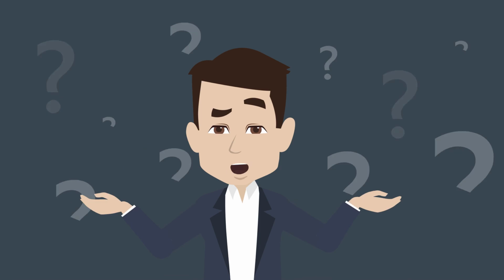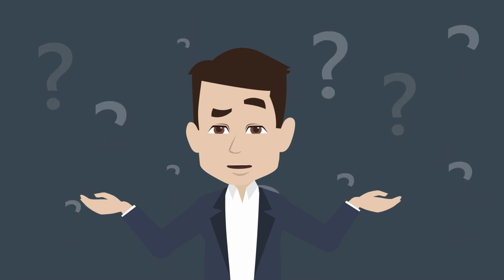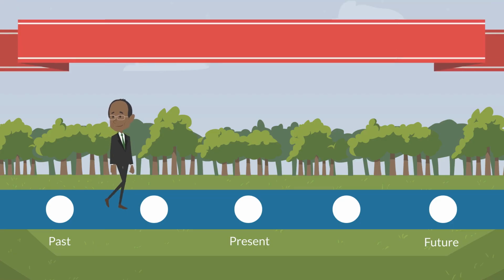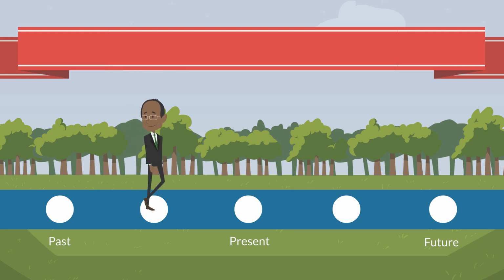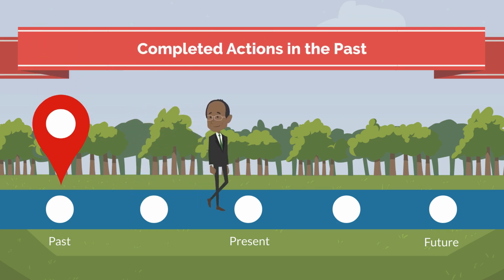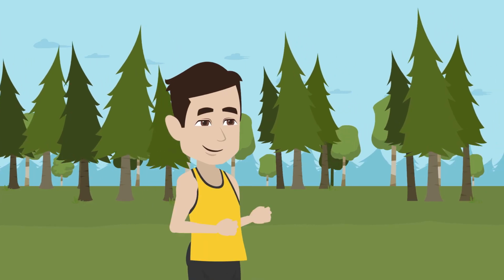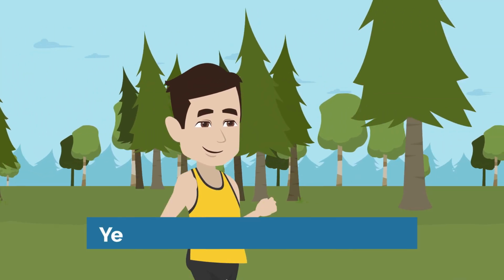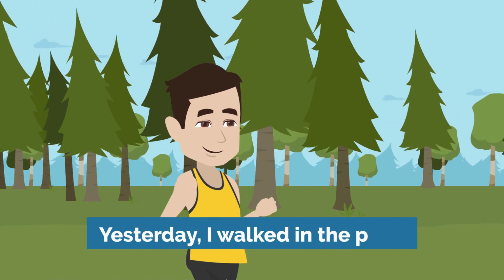But why do we use the simple past verb conjugation? The simple past is used in English to talk about completed actions in the past. For example, yesterday, I walked in the park.